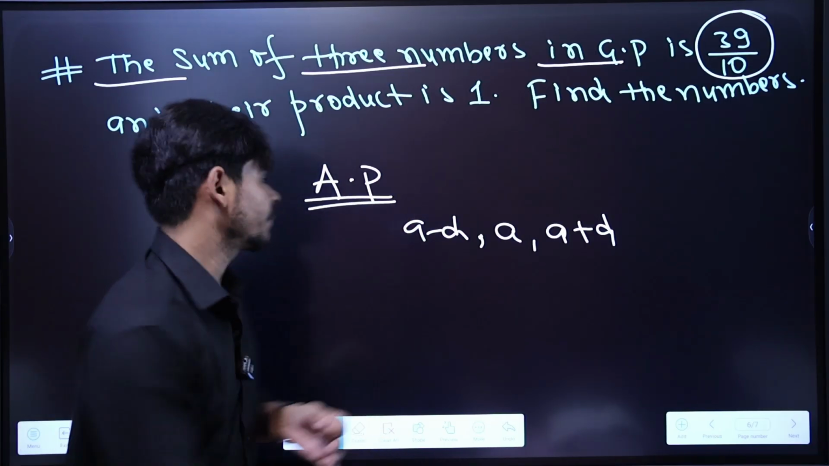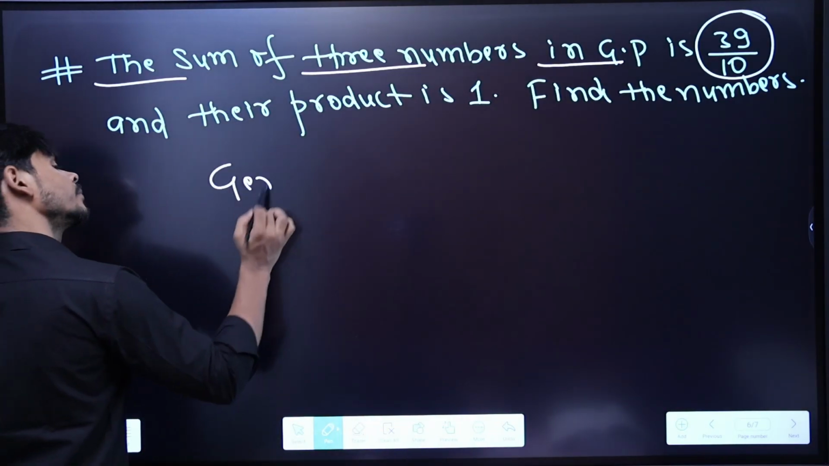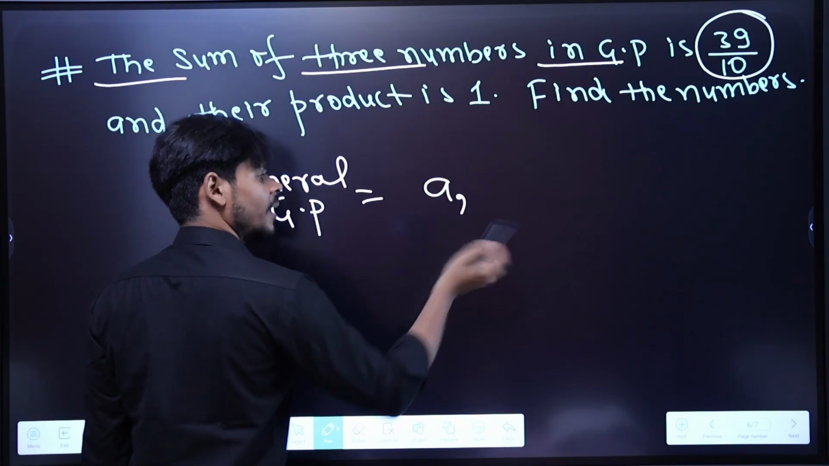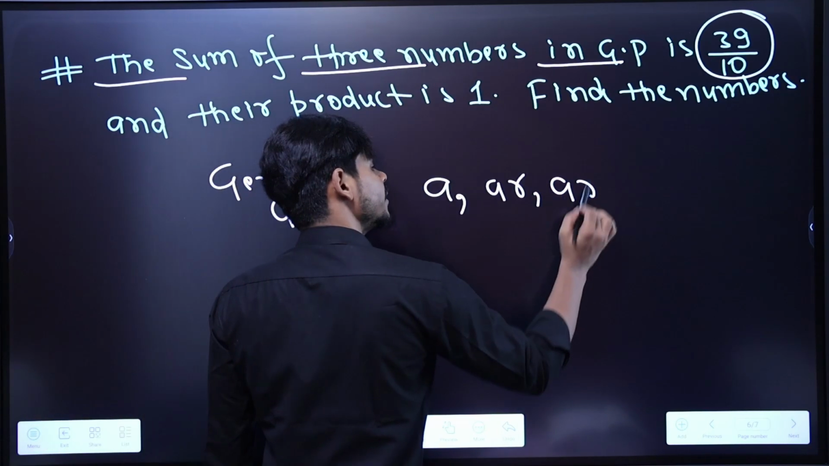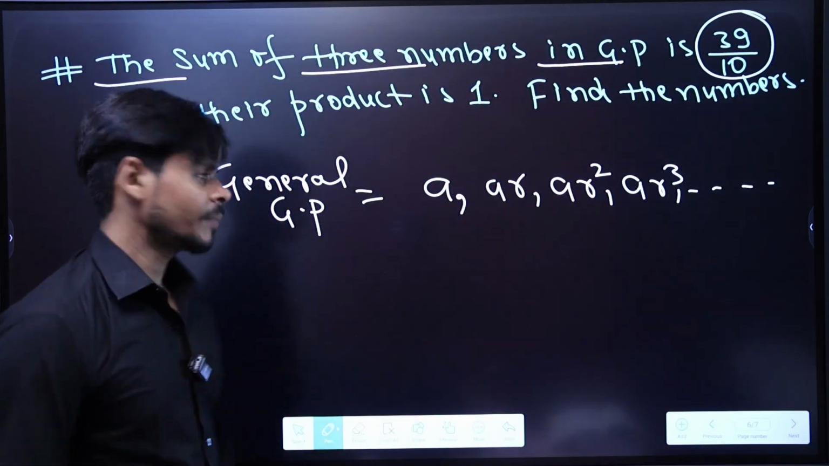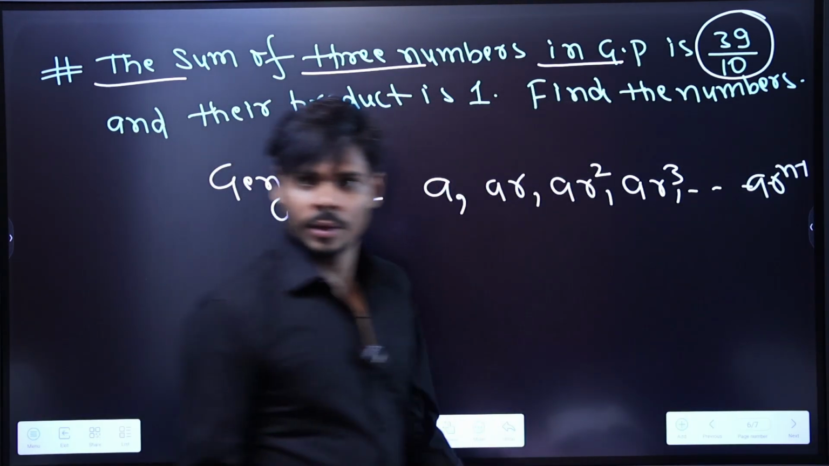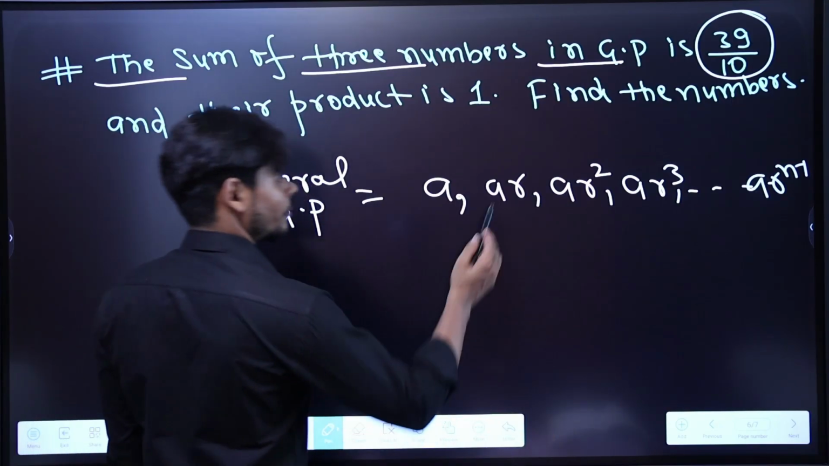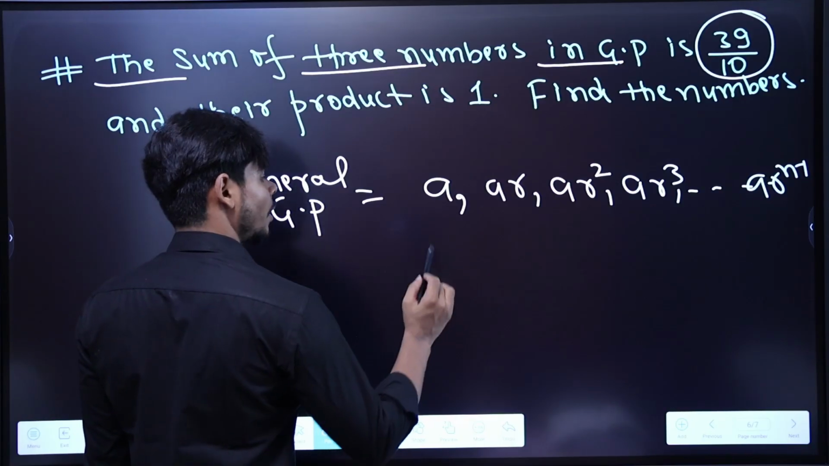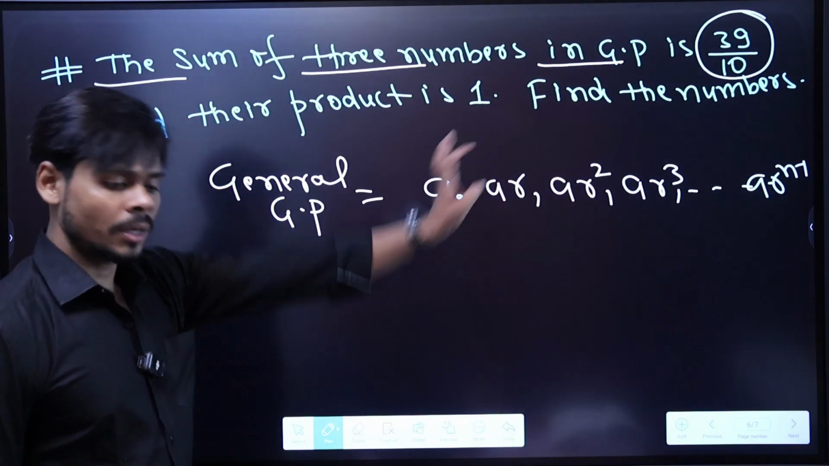In the same way, if you see general GP terms, the general geometric progression is: first term A, second term AR, third term AR square, fourth term AR cube, and similarly so on, right? Okay, fine, no problem. And the nth term will be AR raised to power n minus 1. Very simple. Next, very important, if you find R, it will be this divided by this, right? R will be this divided by this.